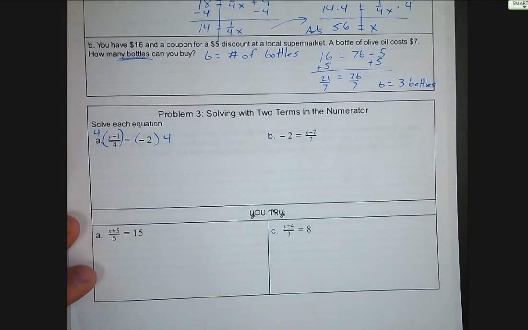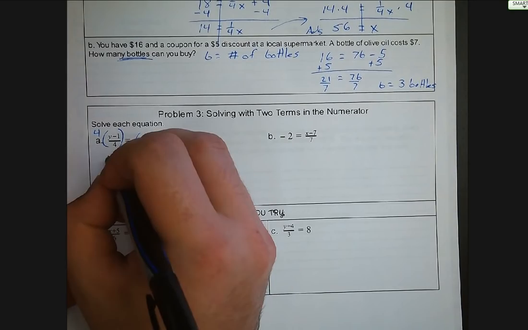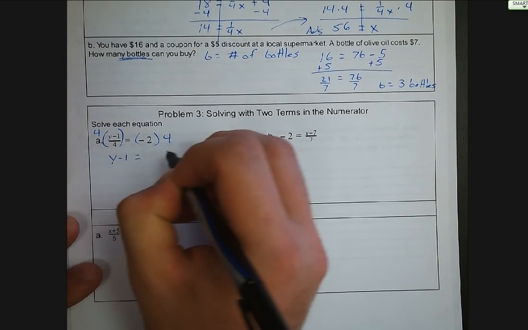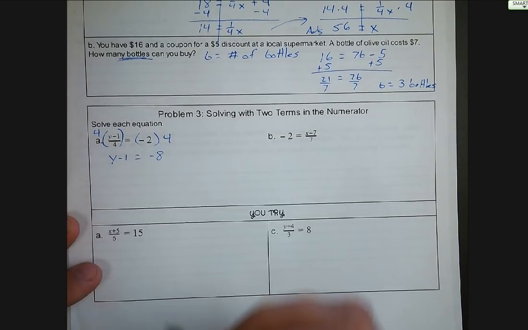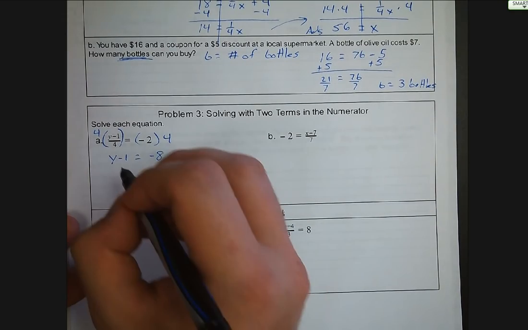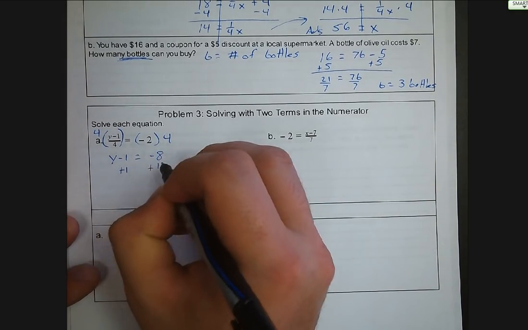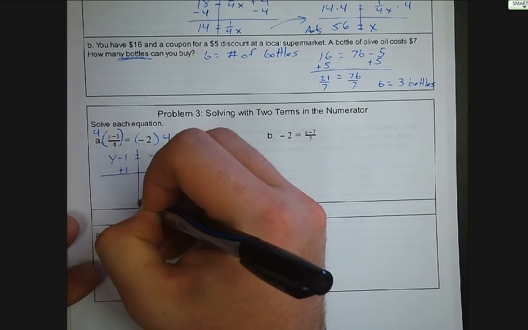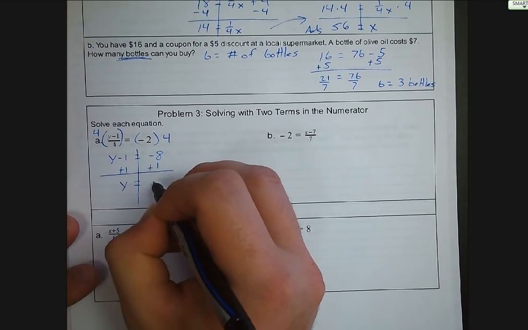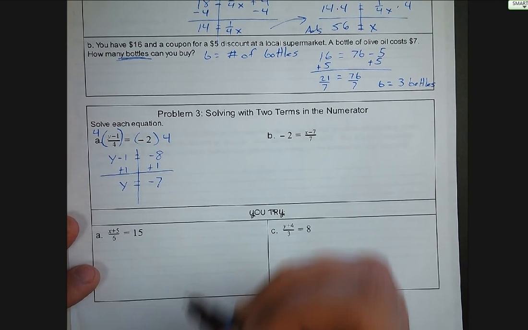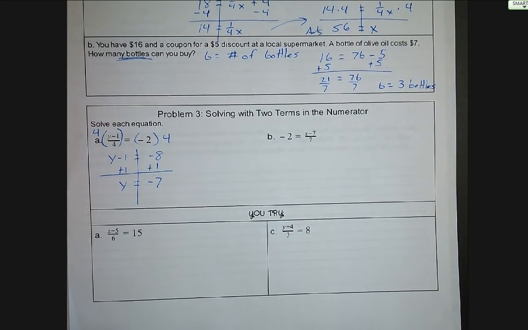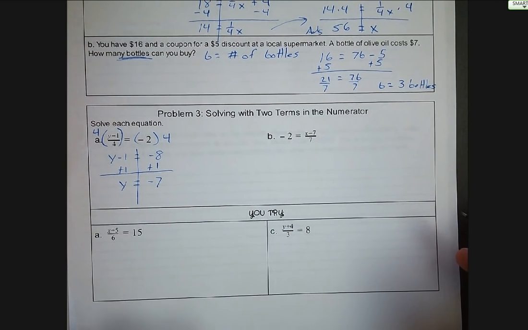And so we get y minus 1 is equal to -8. And now we just need to add 1 to both sides of the equation. And y is equal to -7. All right, and as always, whenever we're solving these equations, we can always plug our answer back in and check it. So -7 minus 1 would be -8. -8 divided by 4 would be -2, and that is what we started with.